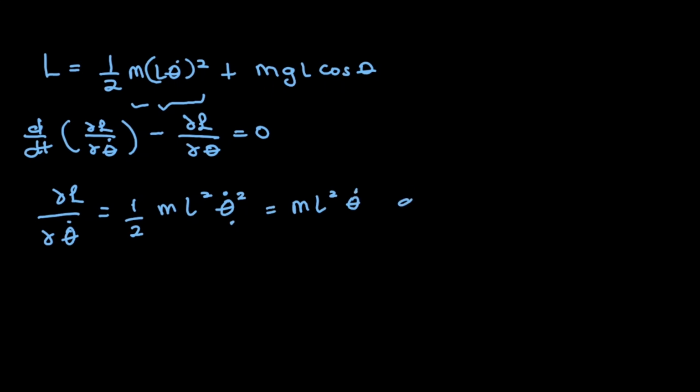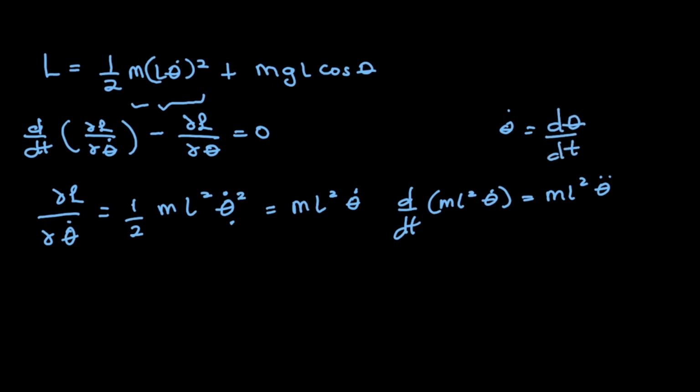Now differentiate this with respect to time, that's d over dt of mL squared theta dot. We're going to simply have mL squared theta double dot, since we're differentiating with respect to time. This theta dot is d theta over dt, and if we differentiate this with respect to time, we're going to have d squared theta over dt squared. Next, we're going to be taking the derivative of the Lagrangian with respect to theta. Only this part of the equation will be affected.